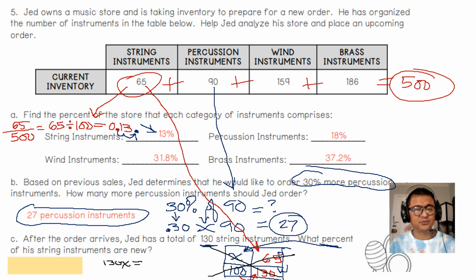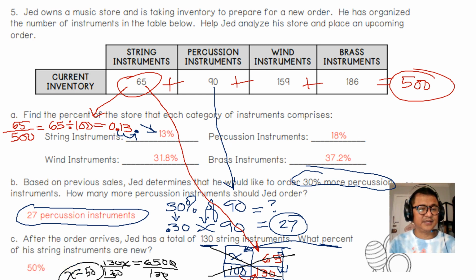130x is equal to 100 times 65, which is 6,500, 65 followed by two zeros. Okay, to solve for x, divide by 130, divide by 130. Get your calculator. 6,500 divided by 130 is 50. So x is equal to 50. All right. So let's reveal the answer. That means 50%. Okay, got it?